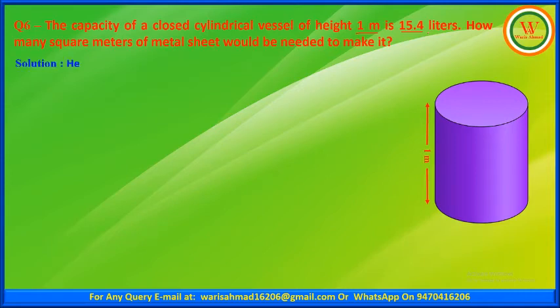So first of all, we can write here height is equals to 1 meter and volume is equals to 15.4 liters. When we will convert 15.4 liters into meter cube, then we have to divide it by 1000. So here we can write volume is equals to 15.4 liters, or they will be equals to 15.4 upon 1000 meter cube. After solving this one, we will have 0.0154 meter cube. So this is the volume in meter cube. We have converted this volume into meter cube because the height of this container is given in meter.